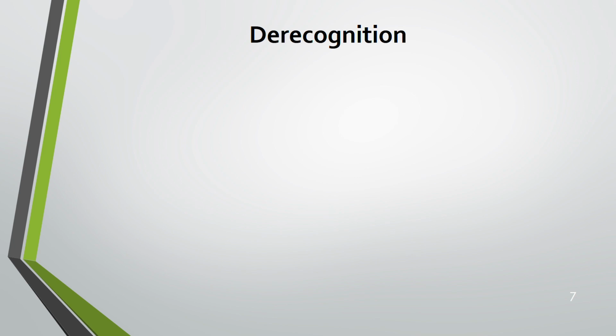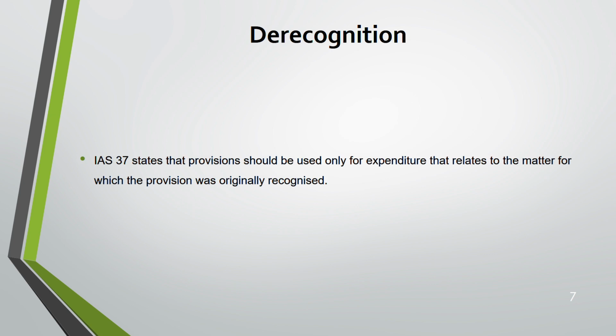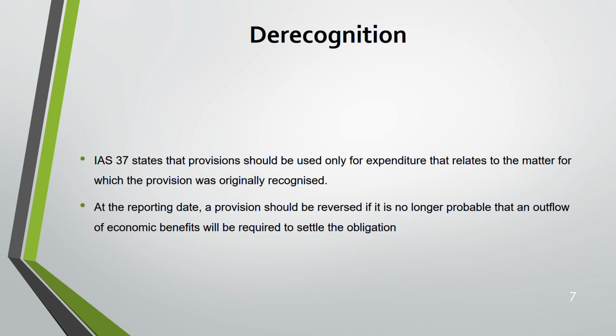So when do you derecognize a provision? A provision should be used only for the expenditure that relates to the matter for which the provision was originally recognized. At a reporting date, a provision should be reversed if it is no longer probable that an outflow of economic benefits will be required to settle the obligation.